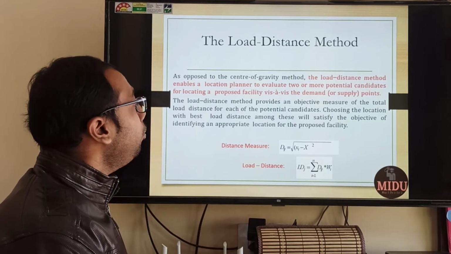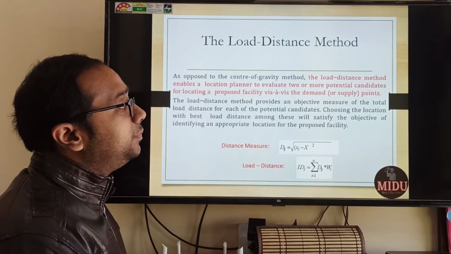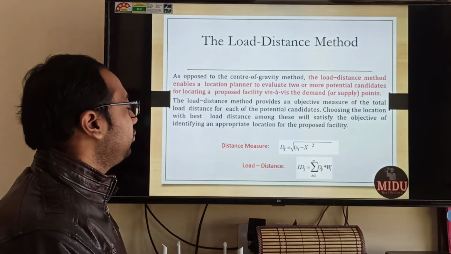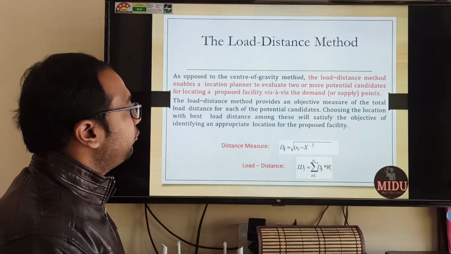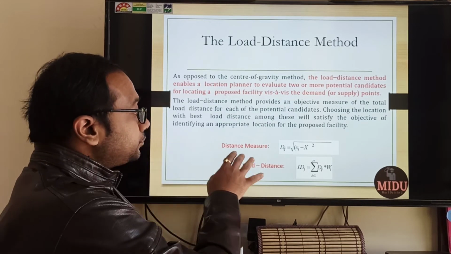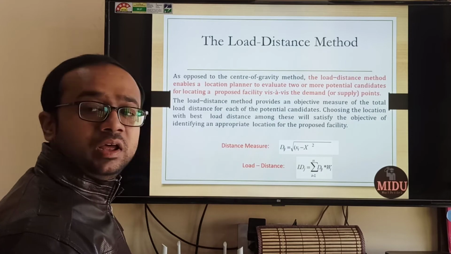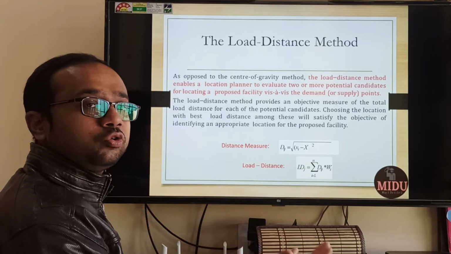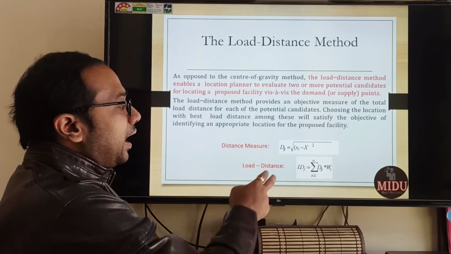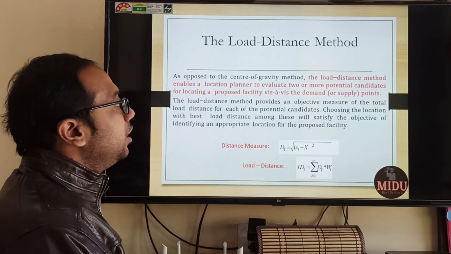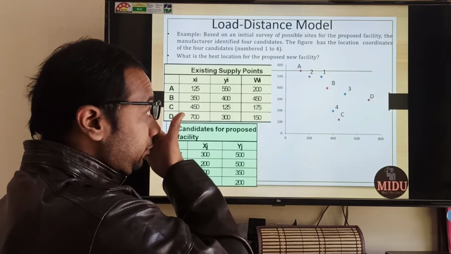Load distance method provides an objective measure of total load distance for each potential candidate. Choosing the location with best load distance among this will satisfy the objective of identifying an appropriate location for the proposed facility. So how do we find the distance measure? Simple distance formula, x coordinate minus your x, whole square, under the root, similarly for y, and then we multiply it with the weightage, that will give us the load distance. You will be easily able to relate it from this example.